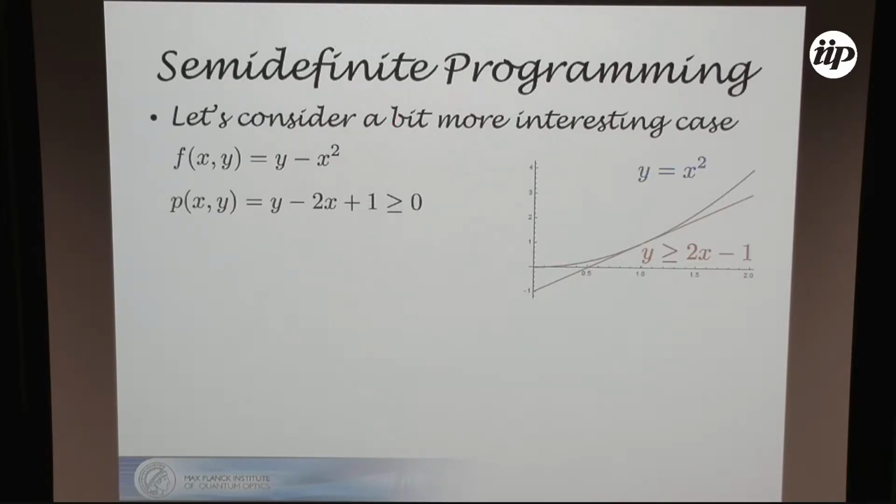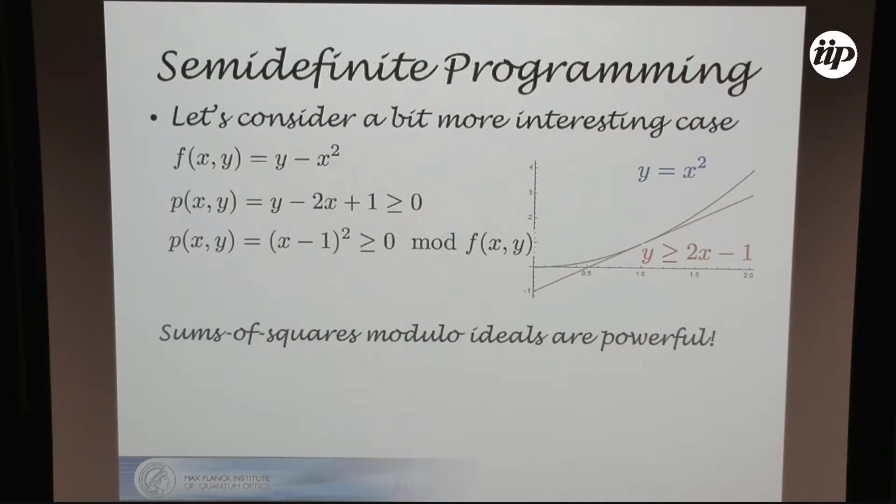simply I'm using the fact that y is equal to x squared, right? So I can write it in this form. It means that I have now expressed my polynomial as a sum of squares, only one square. But this means that this is non-negative on every point that is a 0 of f. So I have proven this inequality here, right?